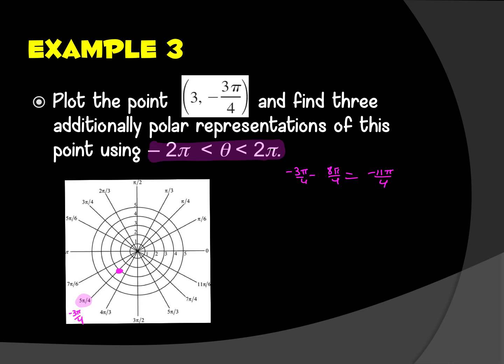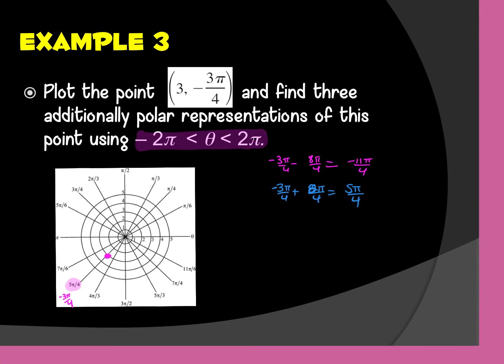So I can try to add 2 pi, which becomes 8 pi over 4, and I get 5 pi over 4. That falls in between negative 2 pi and positive 2 pi. So I can keep that one. So that's the one way, which is not change the r. So r stays as 3, add and subtract 2 pi, and I get 5 pi over 4, which makes sense because that's that angle.